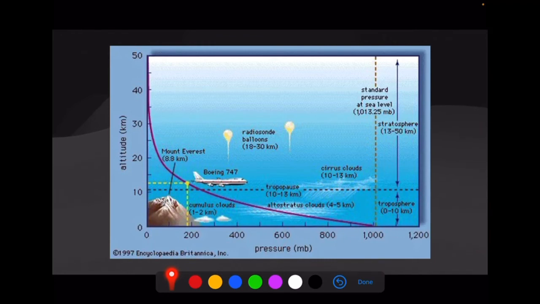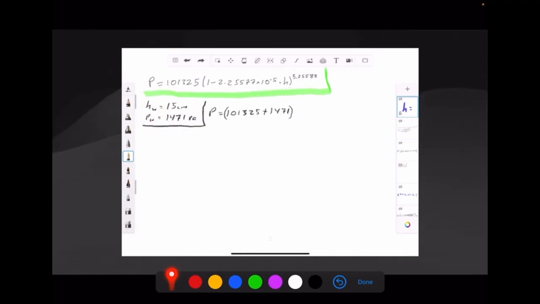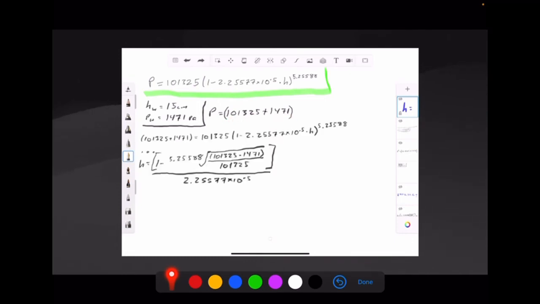So I recalculated. So again, same formula here. And then these are my constants. So I've got the head of water of 15 centimeters and the pressure of water of 1471 pascals. But instead, because I'm calculating a change in elevation, not an exact elevation, I put the pressure at sea level plus the pressure change as if I was changing elevation. Same procedure, carry everything around so that I get this big old thing here. And I get a much better number.